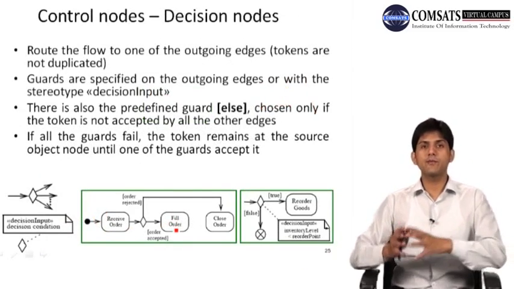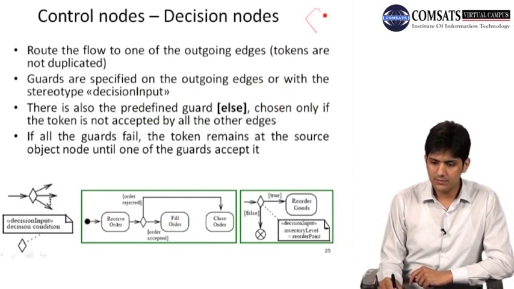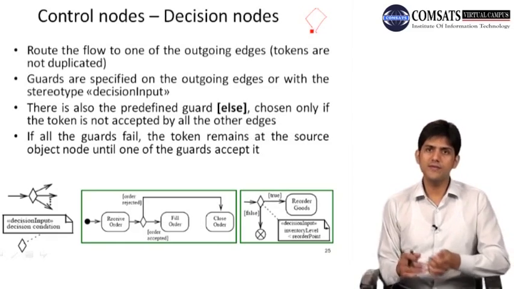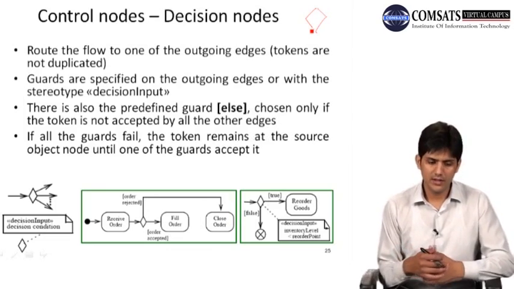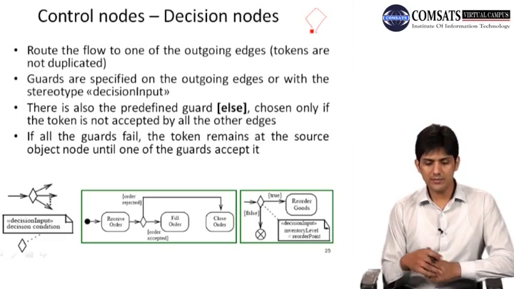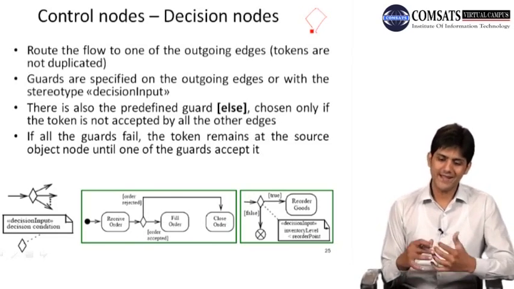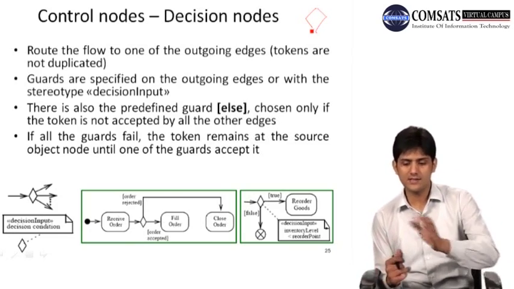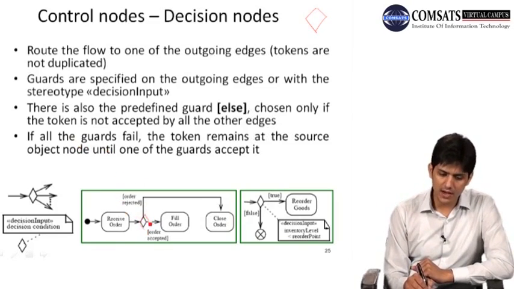ओके जी, फिर हमारी दूसरी टाइप ऑफ कंट्रोल नोड्स क्या है, we call them decision nodes, जिसको हमने कहा था कि we usually represent them with these diamond boxes. ओके, what do they do, they route the flow to one of the outgoing edges, ठीक है, and again tokens are not duplicated, okay. Guards are specified on the outgoing edges or with the stereotype decision input. There is also the predefined guard else, यानी कि हर decision box का एक else होता है और एक true condition है, यानी कि if this happens then you go this and else this is some predefined guard. यानी कि इस केस के अंदर आप देखें तो इस डिसीजन बॉक्स के गार्ड्स हमने खुद डिफाइन किए हुए हैं.